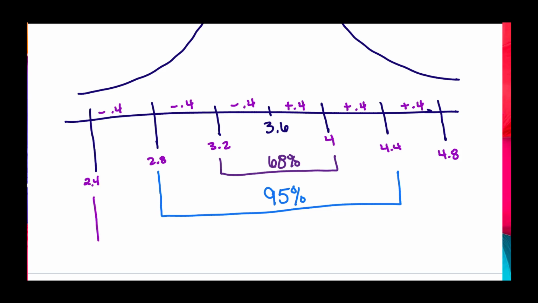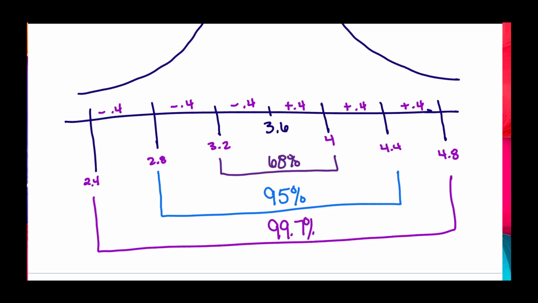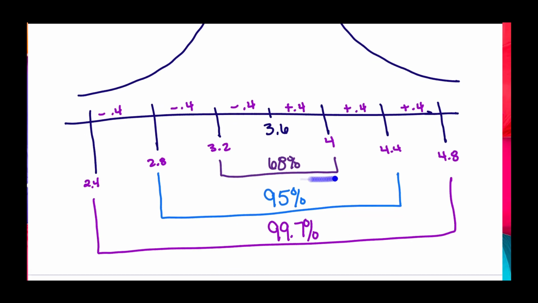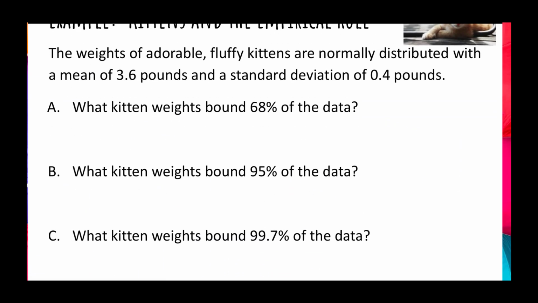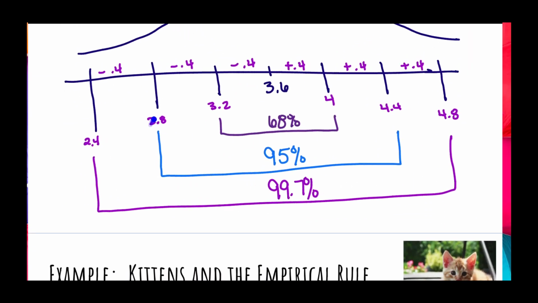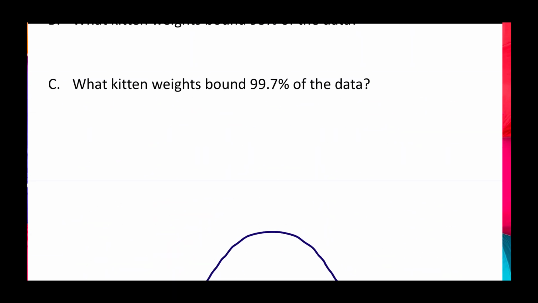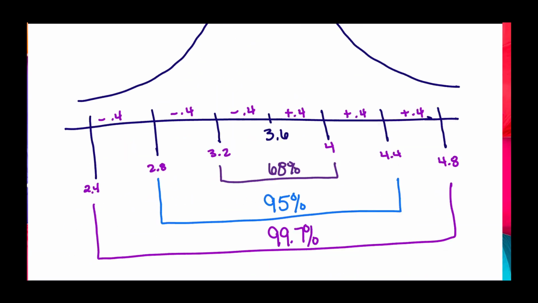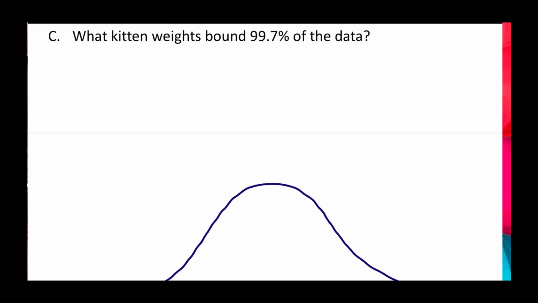And 3 below to 3 above is approximately 99.7% of the data. So when it says what kitten weights bound 68% of the data, 68 is between 3.2 and 4. So we'll write that down, 3.2 and 4. And then 95% of the data is between 2.8 and 4.4. And then 99.7 is between 2.4 and 4.8.